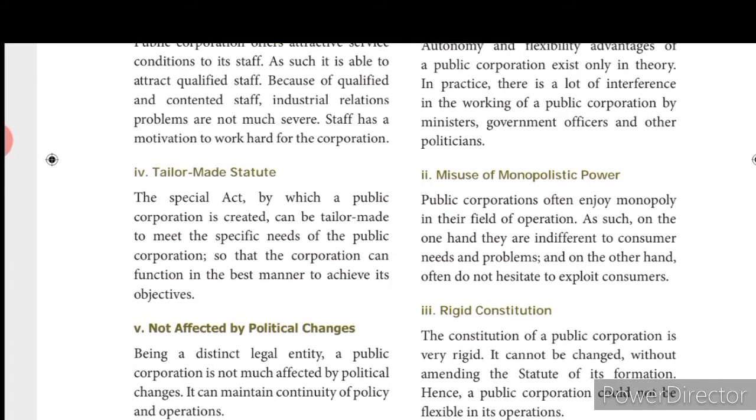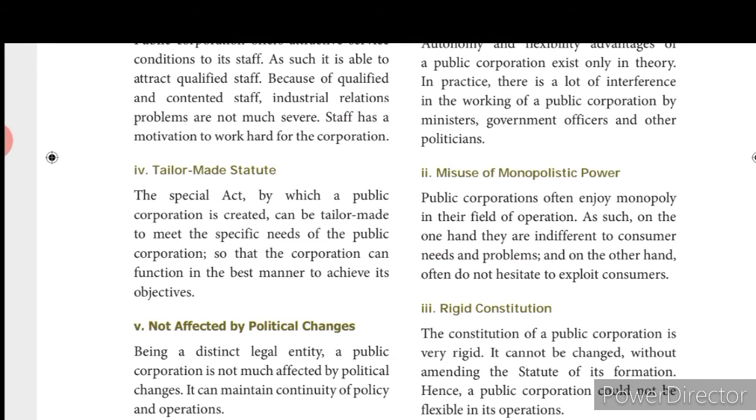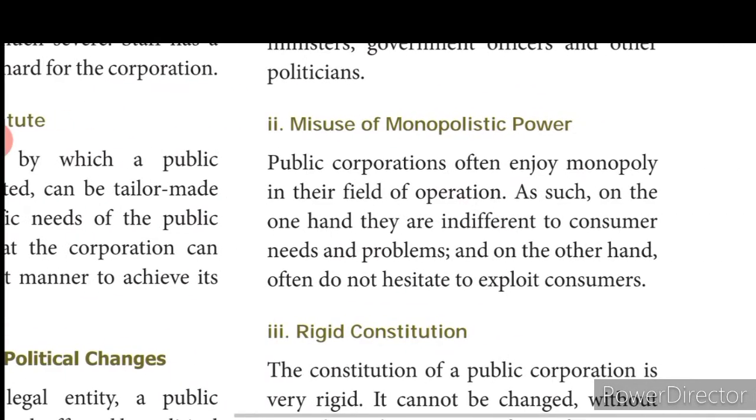Misuse of monopolistic power. The public corporation often enjoys much monopoly in their field of operation. As such, on the one hand, they are indifferent to consumers' needs and problems, and on the other hand, often do not hesitate to exploit the consumers. Monopoly means the majority of the production is in the hands of a single entity. So they have a monopoly system, and because of that, there is a chance of exploiting the people also.